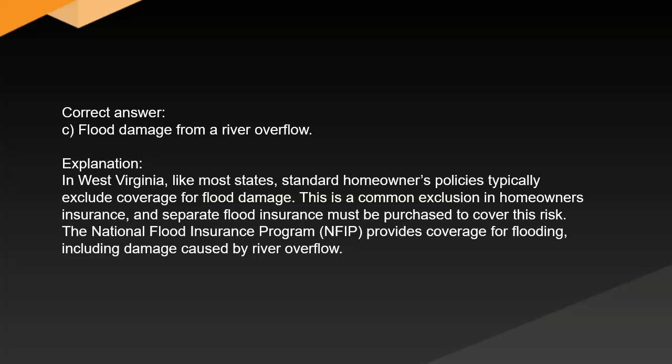Correct answer. C. Flood damage from a river overflow. Explanation. In West Virginia, like most states, standard homeowners policies typically exclude coverage for flood damage. This is a common exclusion in homeowners insurance, and separate flood insurance must be purchased to cover this risk. The National Flood Insurance Program, NFIP, provides coverage for flooding, including damage caused by river overflow.